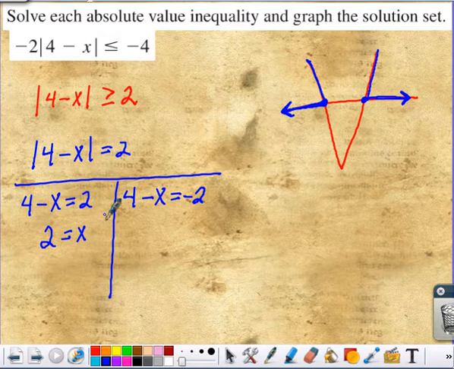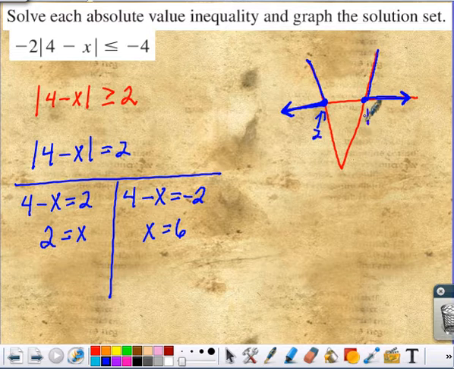All right. Same thing here. I'm going to overcomplicate it. Minus x becomes positive x. Minus 2 becomes positive 2, and I believe we get x is 6. So my numbers here are 2 and 6. That's not a 6, that's a 2.